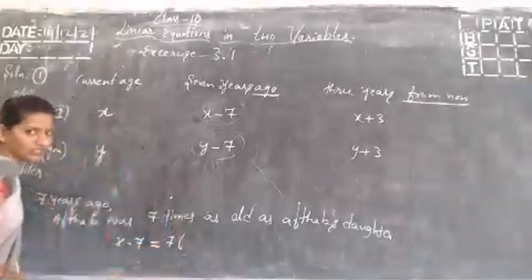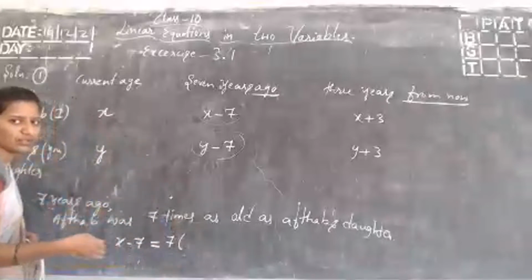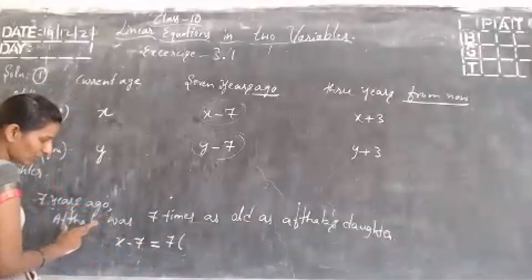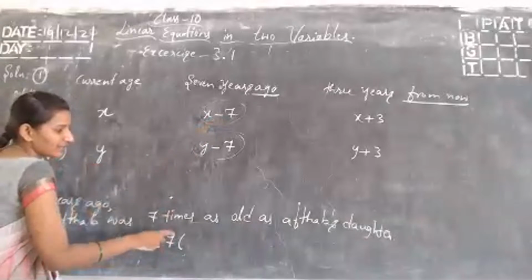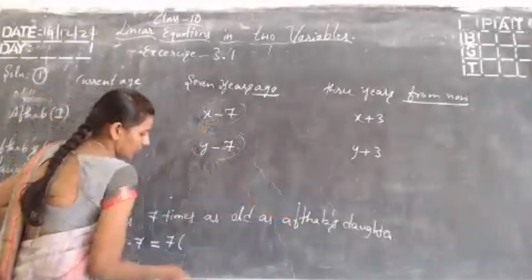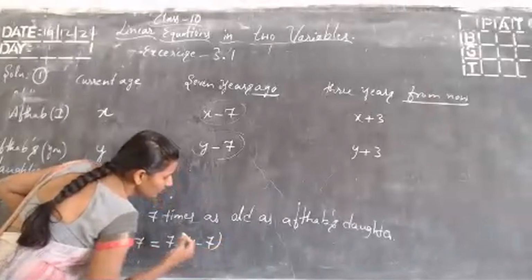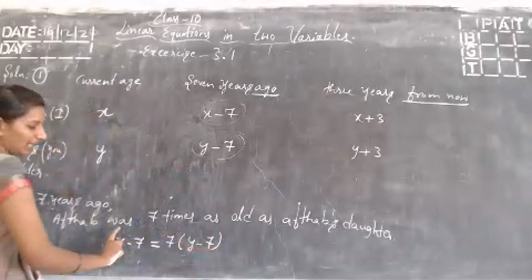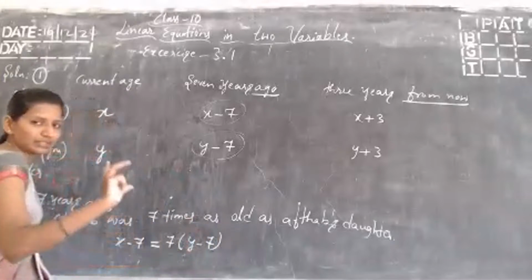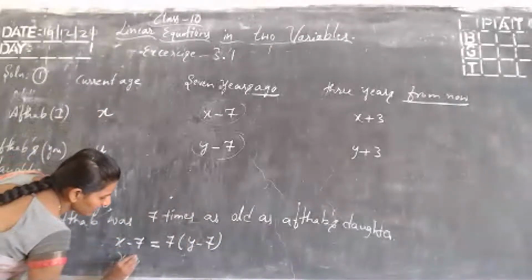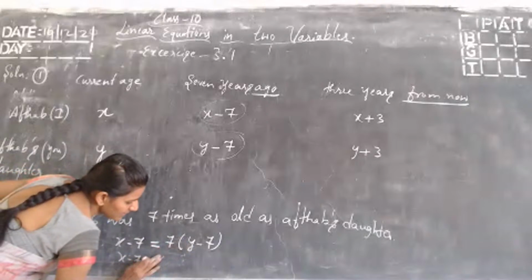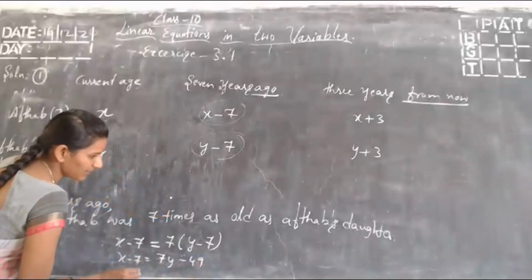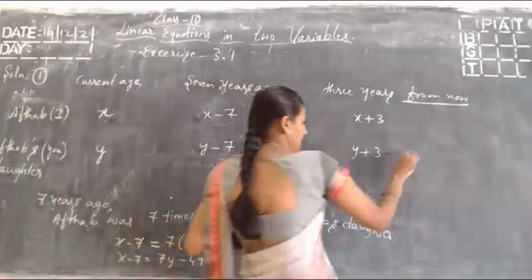7 times means multiplication. 7 times, 2 times, 3 times, whatever they give, it is multiplication. Aftab's age is x minus 7, 7 times as old as Aftab's daughter. What is the age of Aftab's daughter? y minus 7. So by using these two, we get the equation. Remaining everything is same. So x minus 7, solve this. 7 into y is 7y, 7 times 7 is 49.